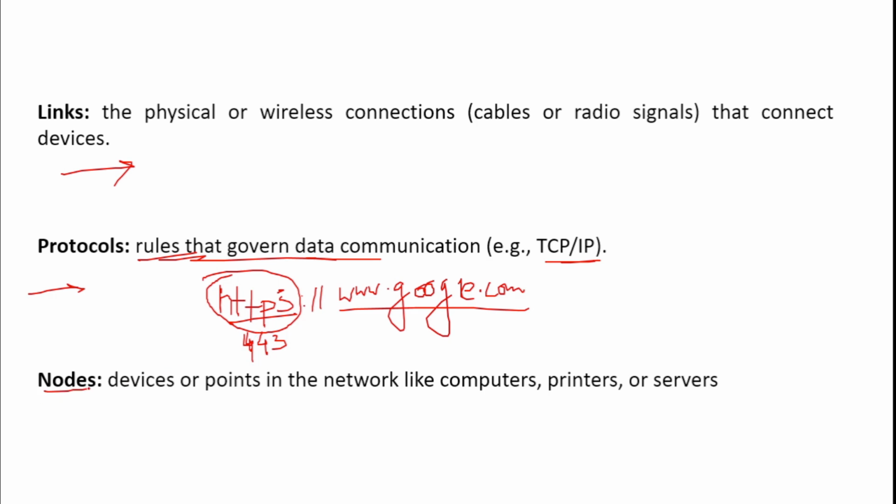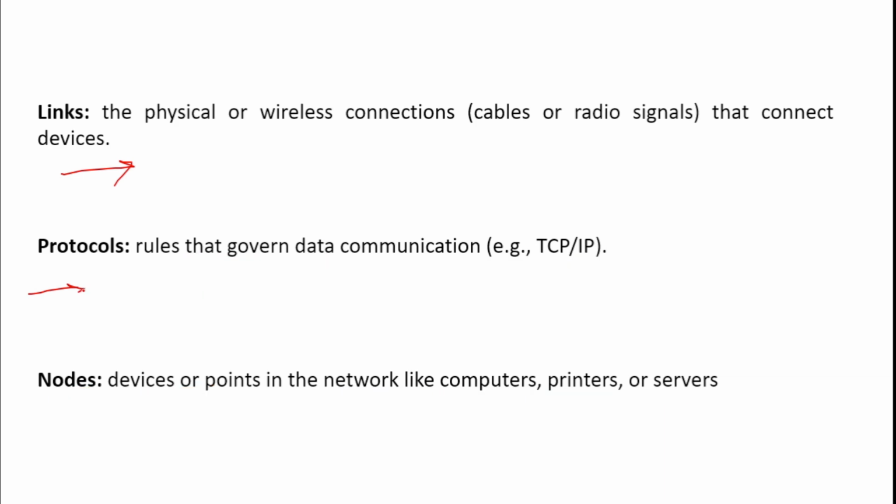And the next is node. What is a node? The devices or points in the network, like computer, printer, server, using the network or internet, are called nodes.